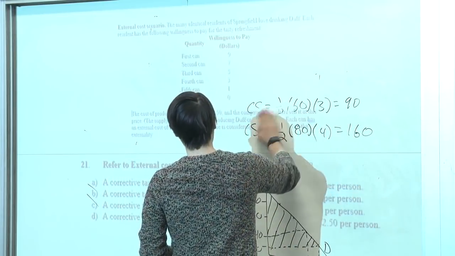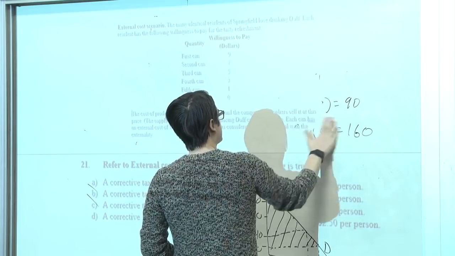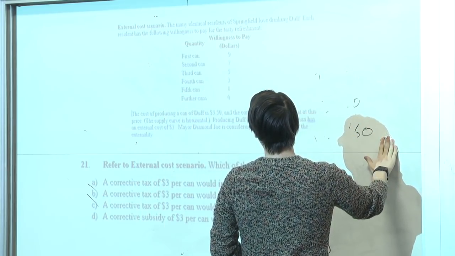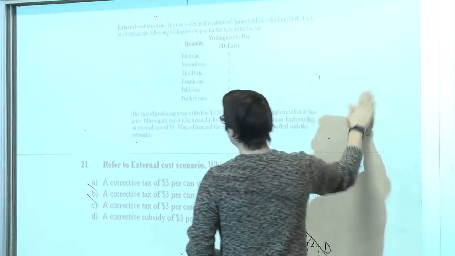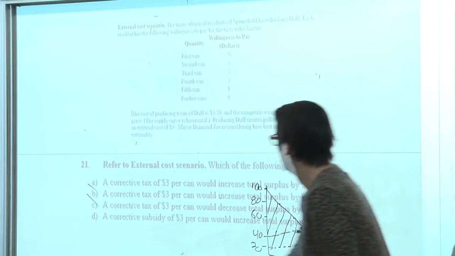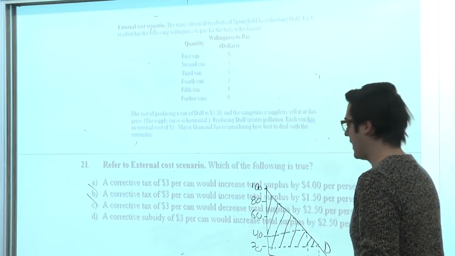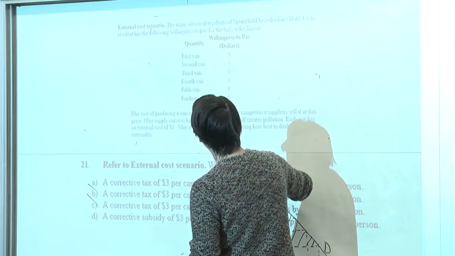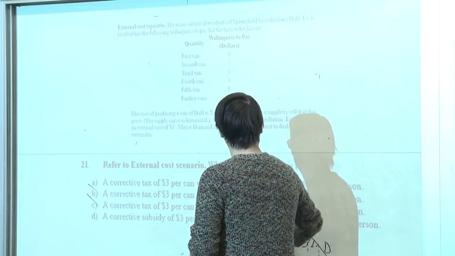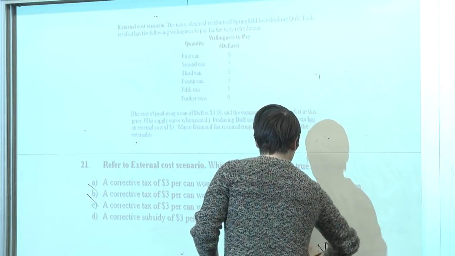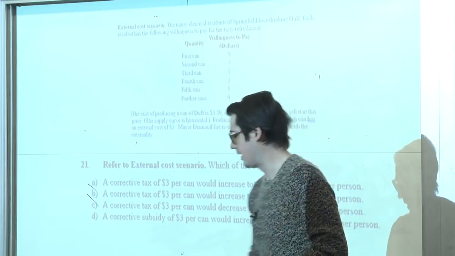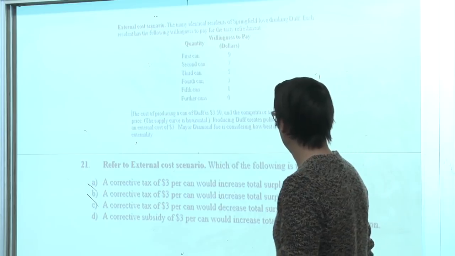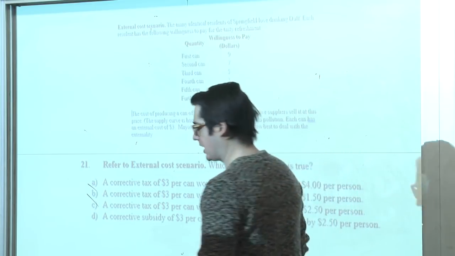Question 21. We have this willingness to pay schedule for Duff. And we want to know which of the following is true. All right. So here we have an external cost of $3. We have an external cost of $3.